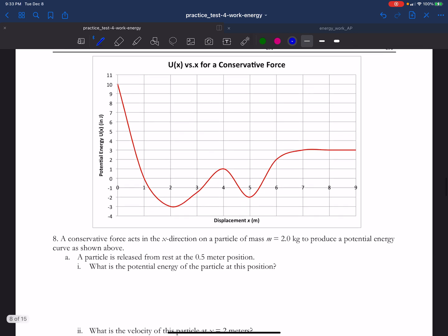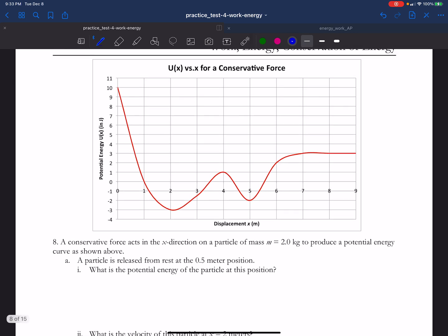Okay, on to the problem. A conservative force acts in the x direction on a particle with mass of 2 kilograms to produce a potential energy curve. The particle is released from the 0.5 meter position, which is right here. So let's just imagine that the particle is released right there.